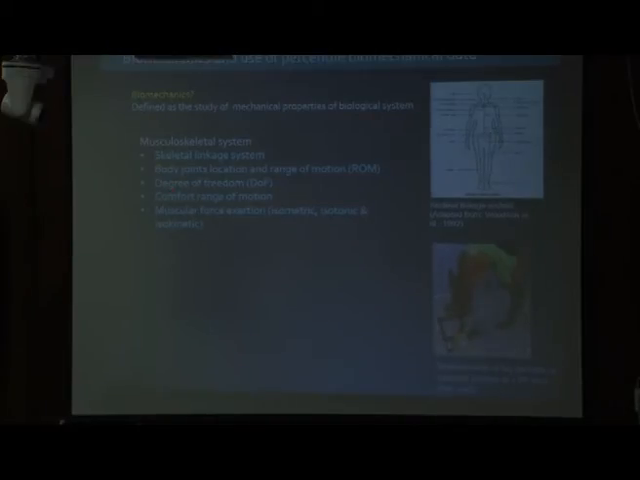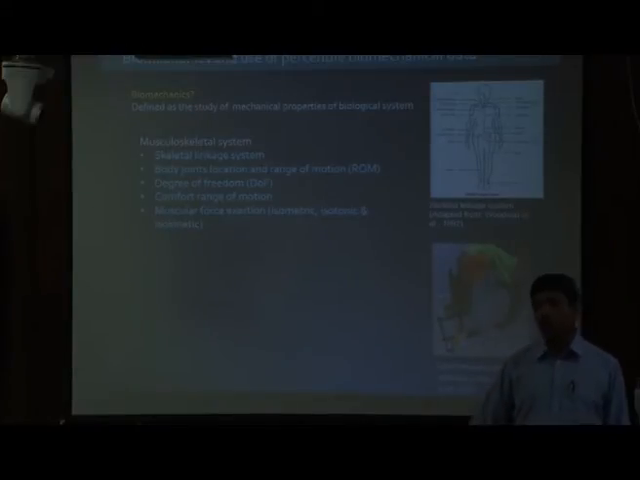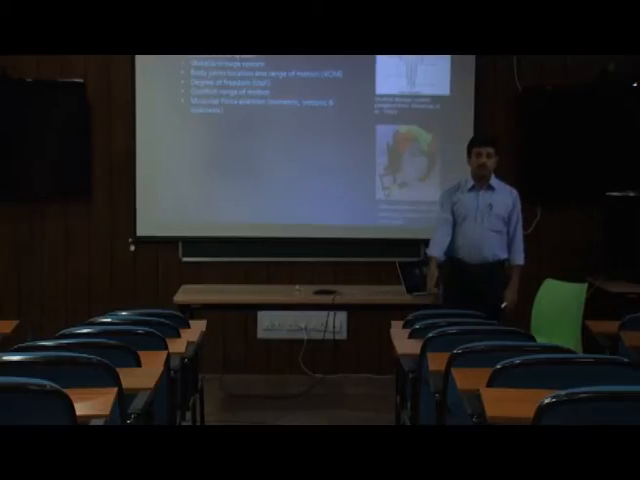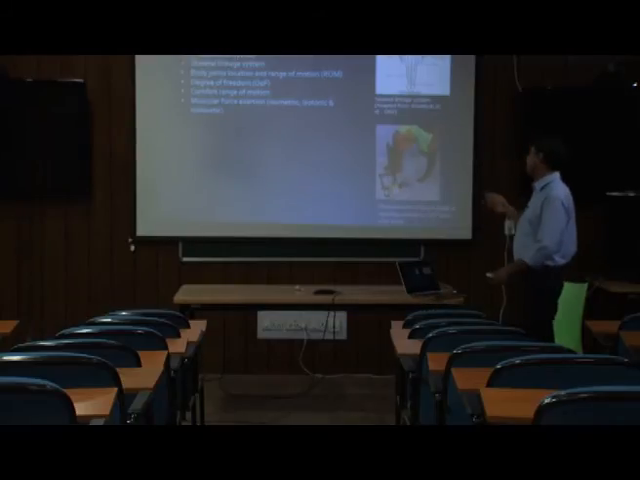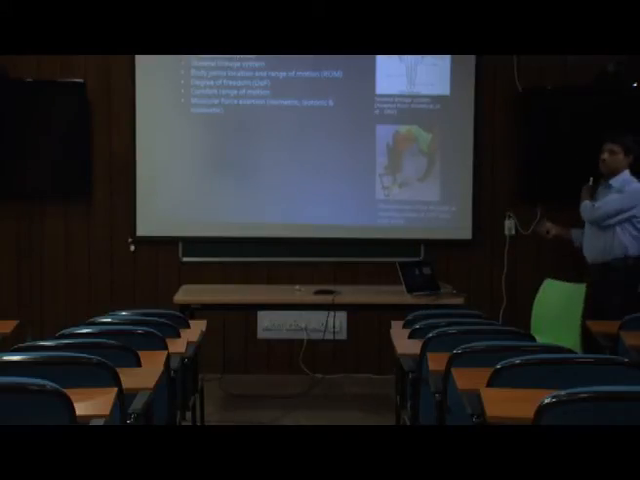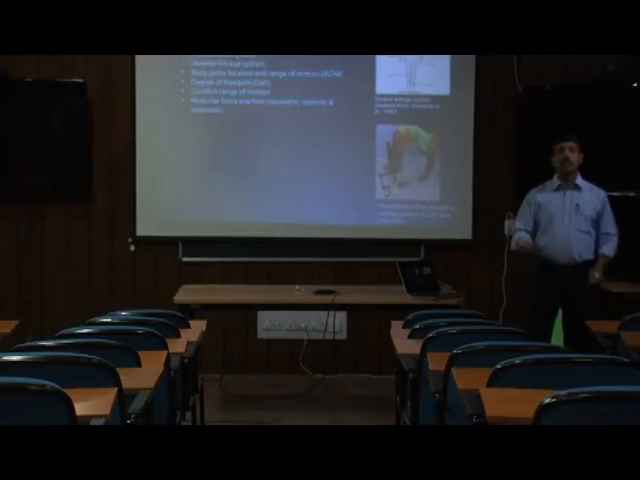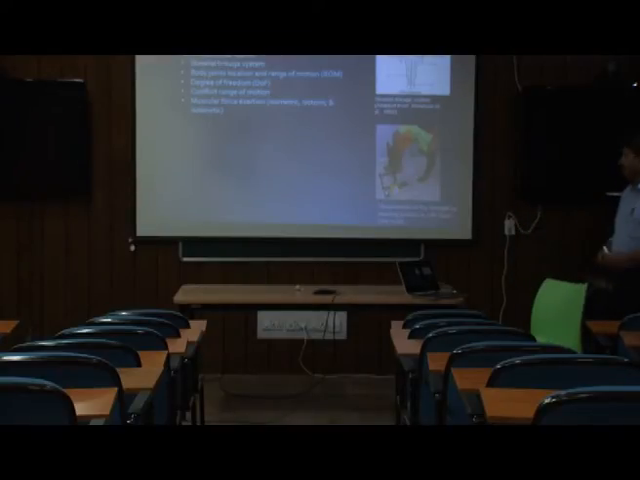Then degree of freedom. Each body joint also has a different degree of freedom. If we consider the shoulder joint, it has 3 degrees of freedom. One is abduction adduction, in this direction. Another is forward backward, which is flexion extension. At the same time, rotation is also there. So there are 3 degrees of freedom for the shoulder joint. Similarly, in the elbow joint we find only 1 degree of freedom, that is flexion and extension.